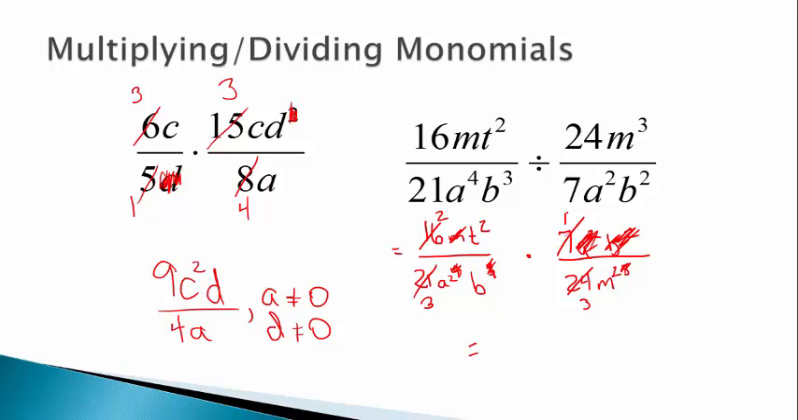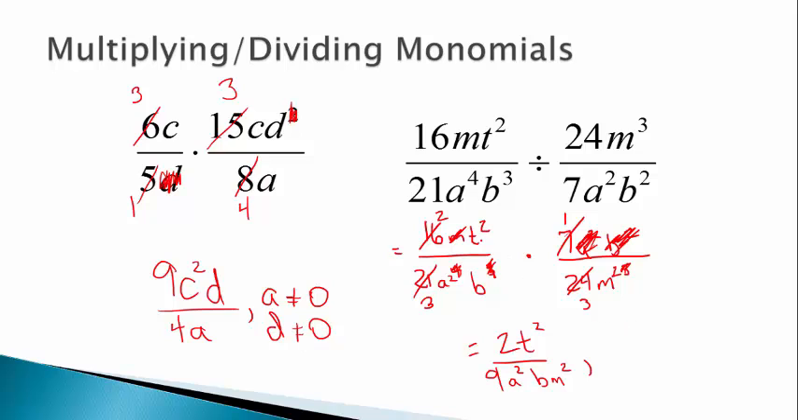So now I just multiply straight across. I have a 2 for the 2 times 1. And all I see left for the top in terms of letters is a b squared. The bottom, 3 times 3 makes 9. I see an a squared. I see a b. And I see an m squared.